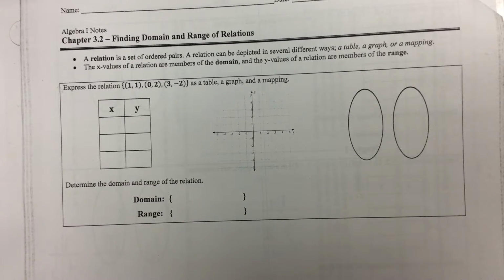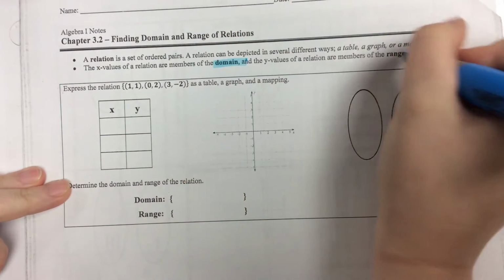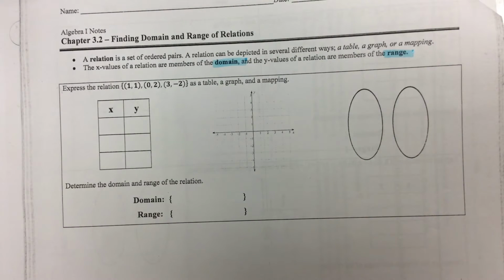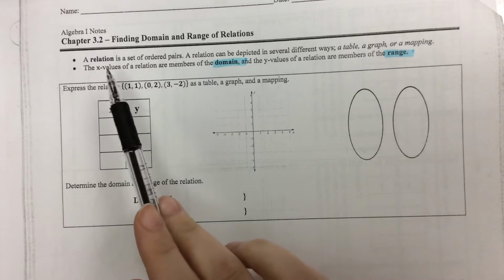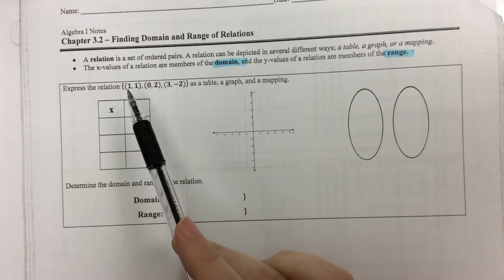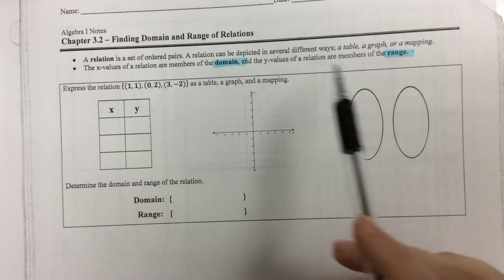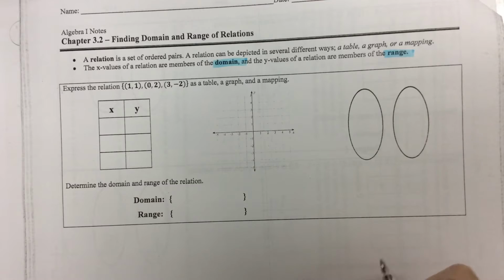Today in Concept 2, we're going to go a step further with ordered pairs, and we're going to identify something known as domain and range. The domain and range are just ways to identify different pieces of the coordinate plane. Your domain is going to represent all of your x values of ordered pairs, and your range is going to represent all of your y values of an ordered pair.